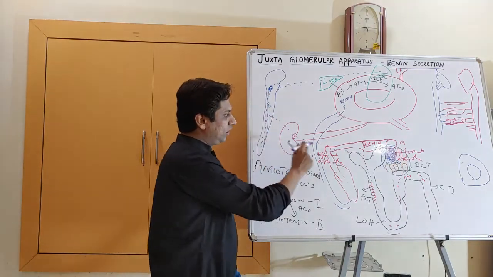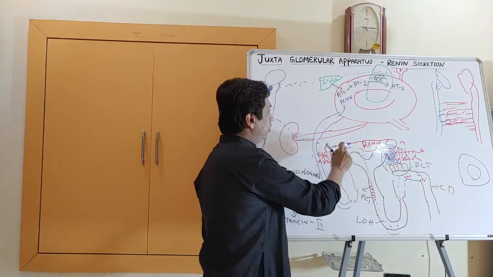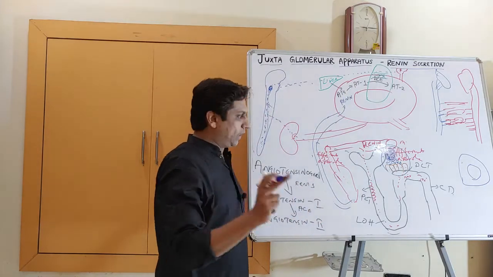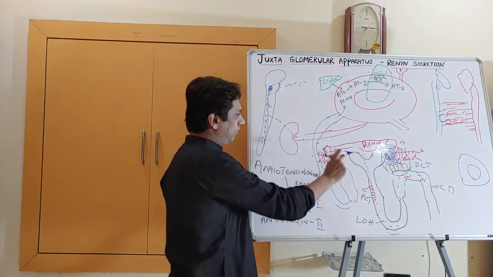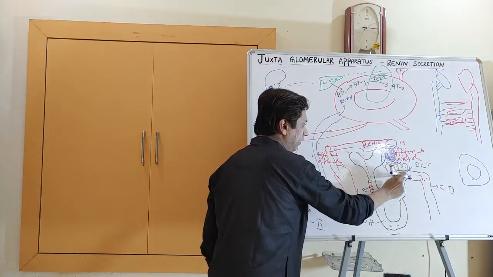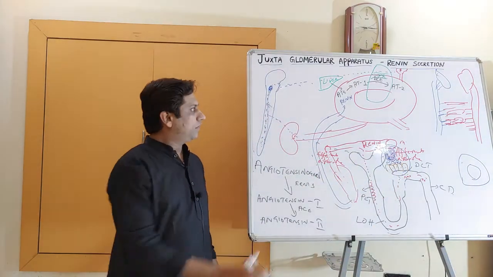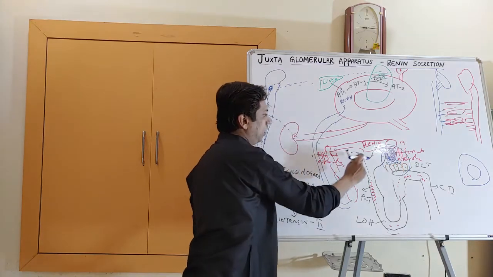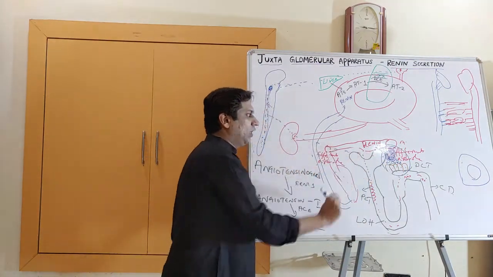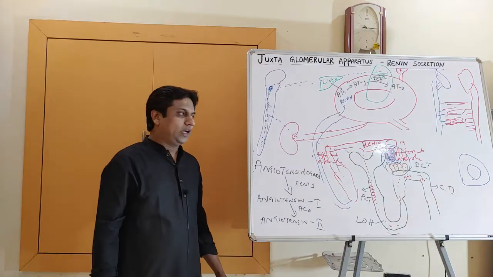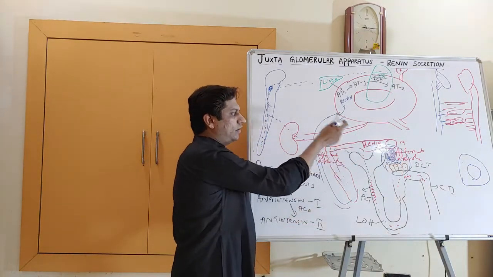This renin release is due to one central mechanism and two local mechanisms. The local mechanisms are the pressure sensing by the juxtaglomerular cells and the chemical sensation by the macula densa, and the central mechanism is the beta 1 adrenergic receptor stimulation by the sympathetic nerves connecting to the kidney. This is how renin is released.